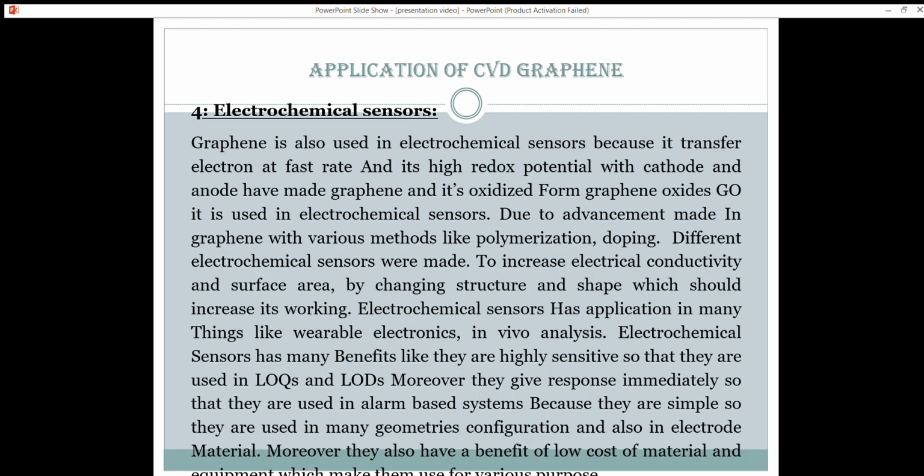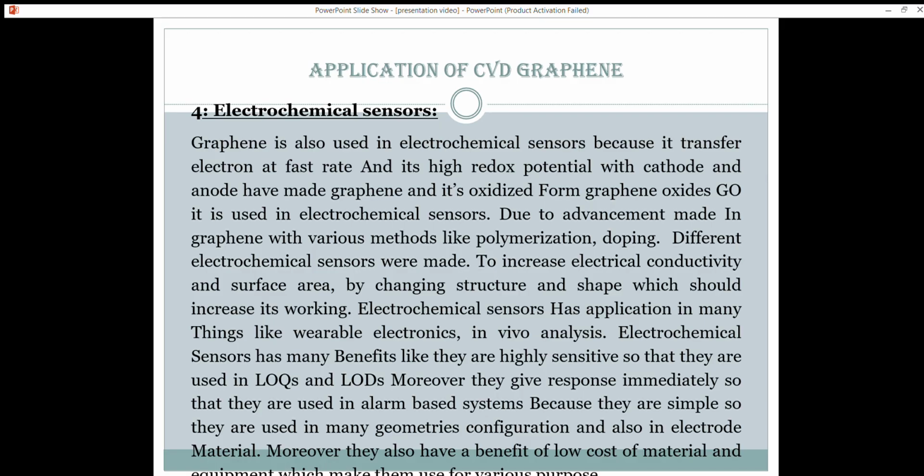Graphene is also used in electrochemical sensors because it transfers electrons at a faster rate and has high redox potential. With cathode and anode made of graphene, and its oxidized form graphene oxide, both are used in electrochemical sensors. So why is graphene used in electrochemical sensors? Because it has high redox potential and transfers electrons at a faster rate. Due to advancement made in graphene with various methods like polymerization and doping, different electrochemical sensors were made.